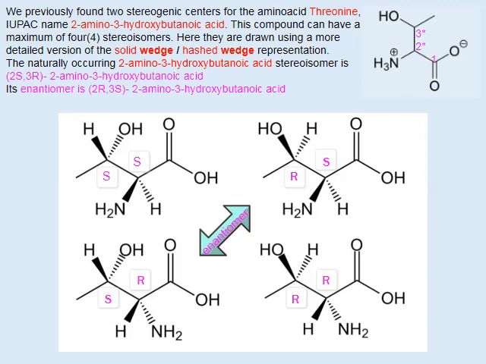The naturally occurring stereoisomer is 2S, 3R, 2-amino-3-hydroxybutanoic acid. Its enantiomer has matching chiral centers with their configurations inverted relative to the naturally occurring stereoisomer. This stereoisomer is 2R, 3S, 2-amino-3-hydroxybutanoic acid.